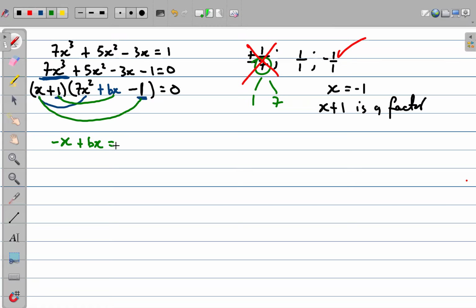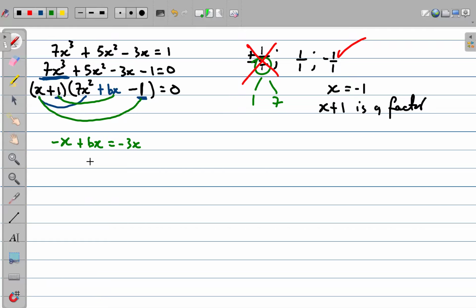Now, what should this be equal to? I need someone to give me an answer. Please make sure you give me a right answer. Otherwise, I'm going to faint from my chair now. Let's go. Who's got my answer? What should minus x plus bx be equal to? Negative 3x. Thank you very much. You just saved my life. It is negative 3x. So now we're going to find b, right?